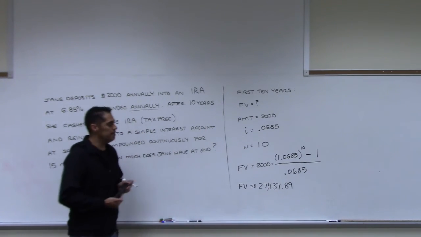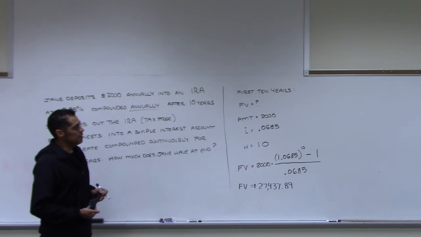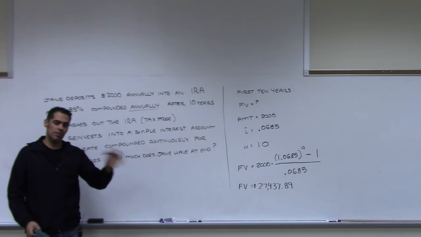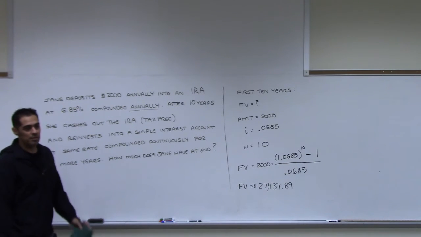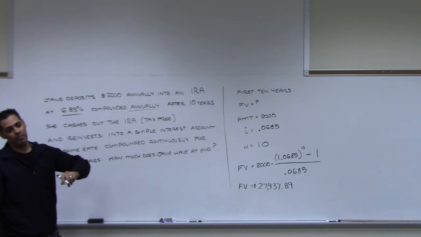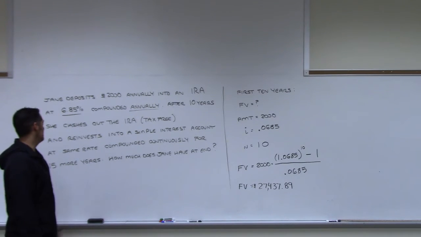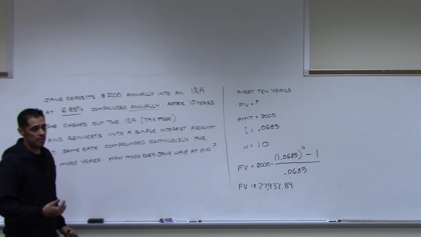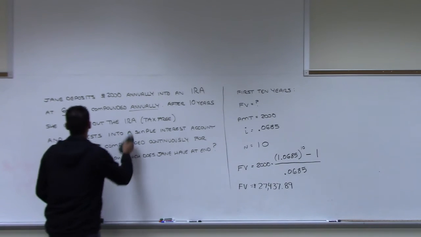$27,437. All right. So that's the first 10 years. Now she takes that money, right? She cashes it out. She goes to a bank. She deposits that money into a bank that happens to have the same interest rate, although that's not going to be very easy to find. She deposits that and she leaves it in there for 15 years. And the question is, how much is she going to have?